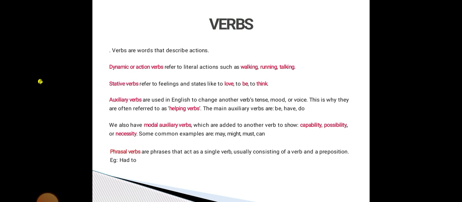We also have modal auxiliary verbs, which are added to another verb to show capacity, possibility or necessity. Some common examples are may, might, must, can, could, should, shall, would, will, ought. These are called modal auxiliary verbs.